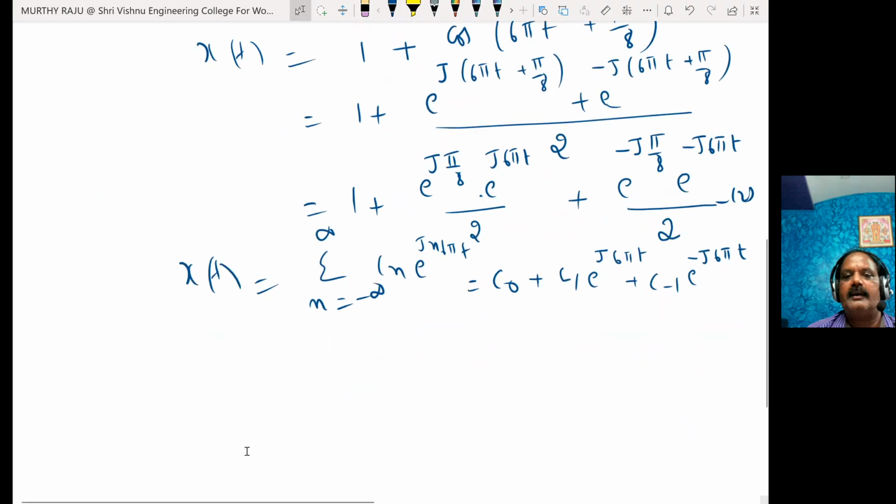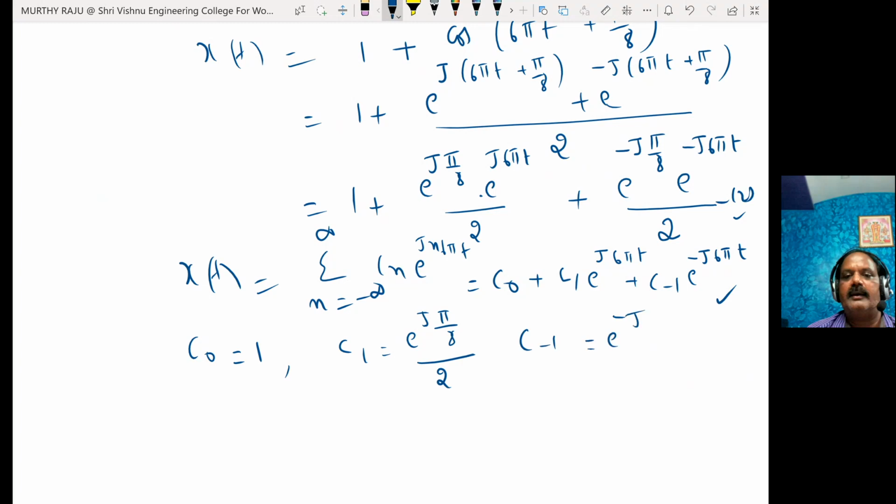Comparing the two equations, C naught is equal to 1, C1 is equal to e power j pi by 8 by 2, and C minus 1 is equal to e power minus j pi by 8 by 2.